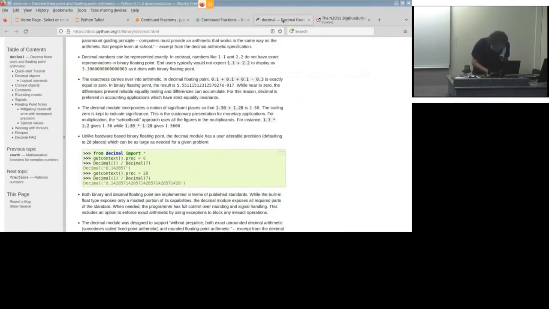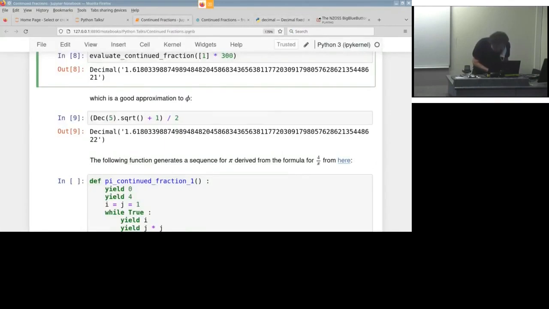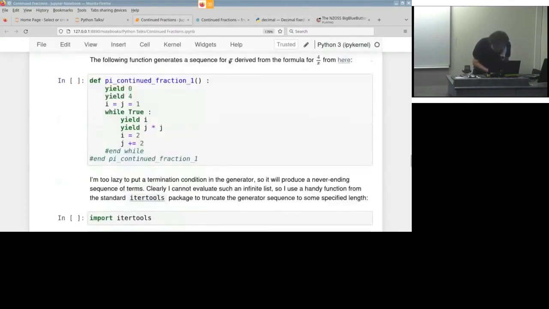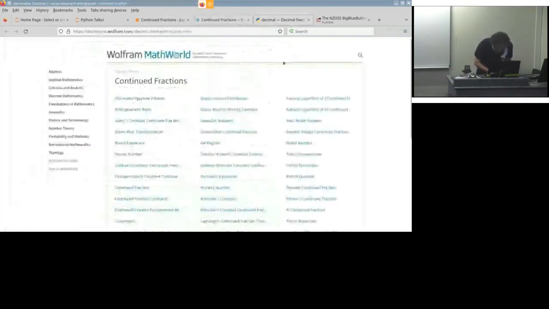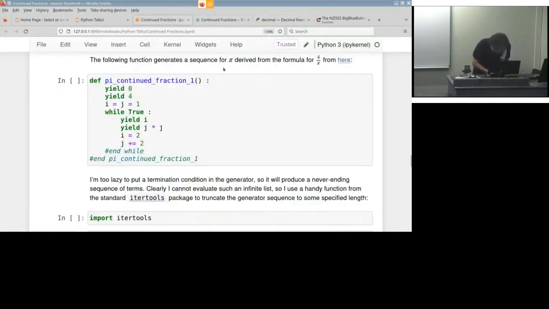And then another fun one is computing pi. Pi is the number everybody wants. That's awesome. So, continued fraction. Okay, so at MathWorld, where's the pi?